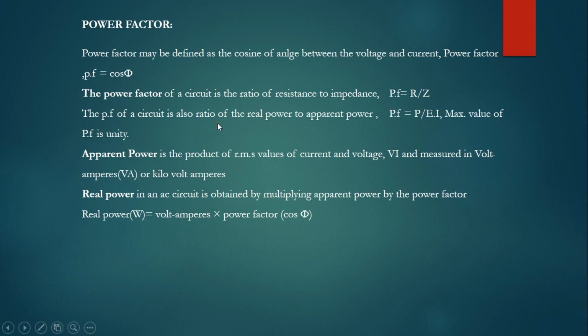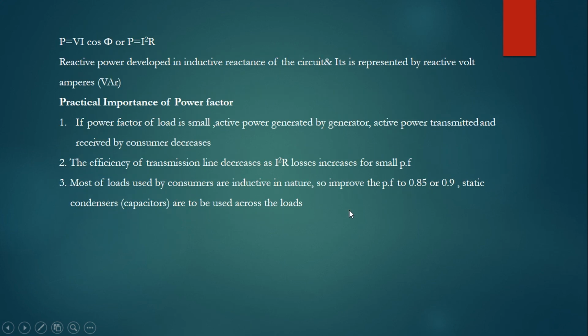The maximum value of power factor is unity. The apparent power is the product of the RMS values of current and voltage, which you have already seen. Real power is voltage into current into power factor, which you have already seen.